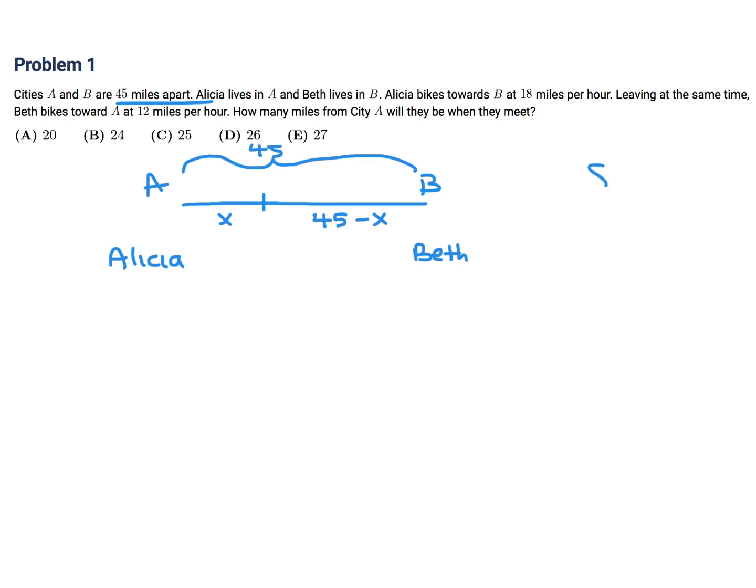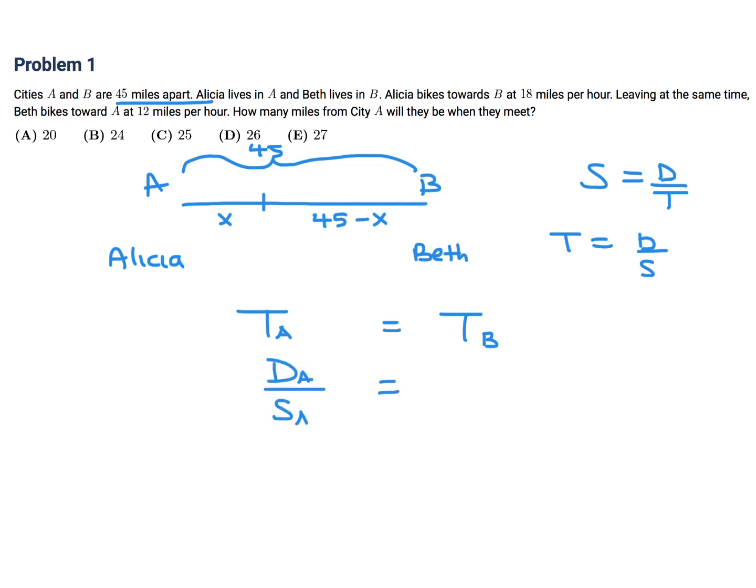All right, so speed is equal to distance over time, or any variation of that is the formula we're going to be using. So the time would be d over s. We want a scenario where the time for Alicia is equal to the time for Beth. That's when they meet. So that's the distance for Alicia over the speed of Alicia, equal to the distance for Beth over the speed of Beth.